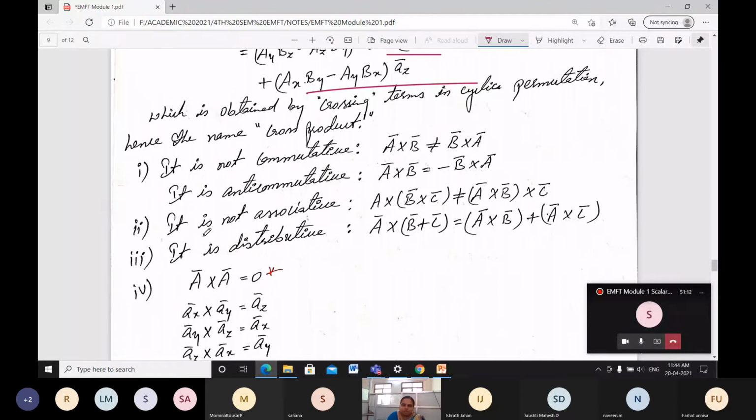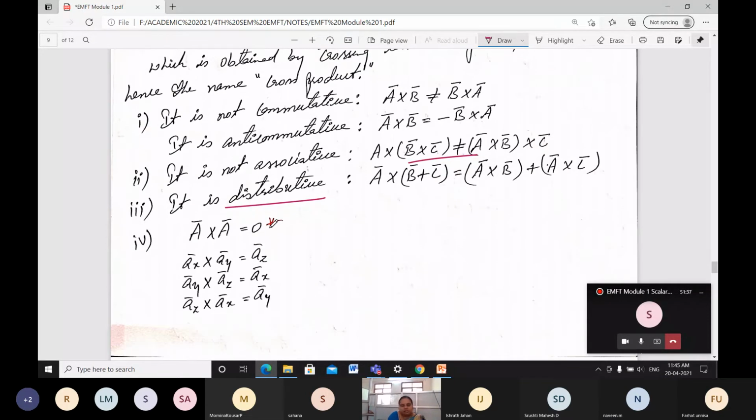The associative property is not satisfied by the cross product. The distributive property is satisfied: vector A cross (vector B plus vector C) is equal to vector A cross vector B plus vector A cross vector C. In the dot product, vector A dot vector A gives A squared, but here it is 0.